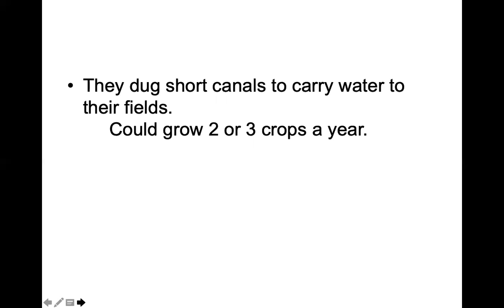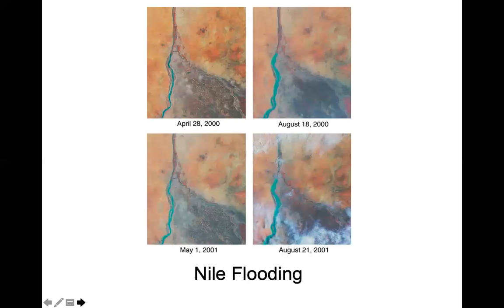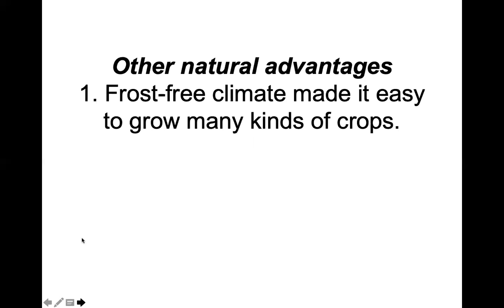Short canals, and what you would look at is irrigation. They had irrigation systems, could grow 2 to 3 crops a year, because you had a frost-free environment. You didn't have to worry about there being a winter or cold. All right, frost-free climate made it easy to grow many kinds of crops and have 2 to 3 crops a year. The flooding allowed you to have fertile soil all the time, so you didn't have to do things like crop rotation or slash and burn.